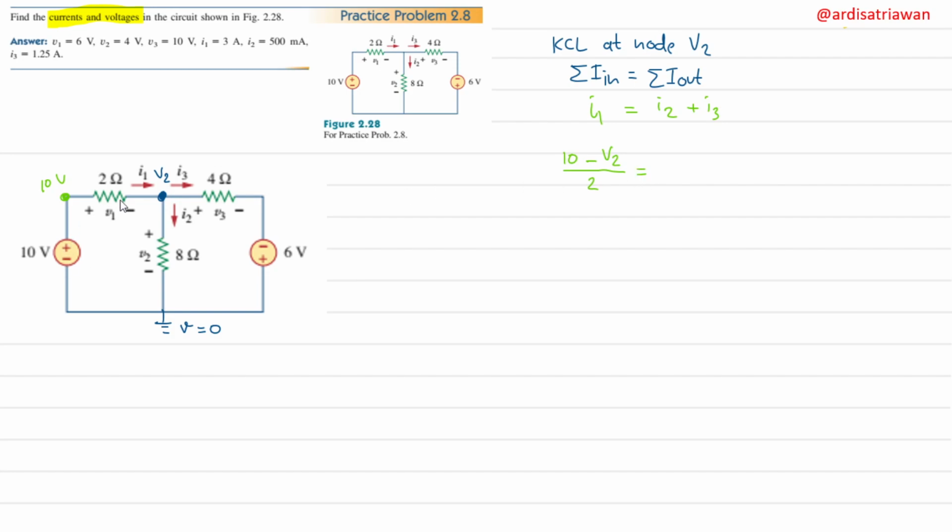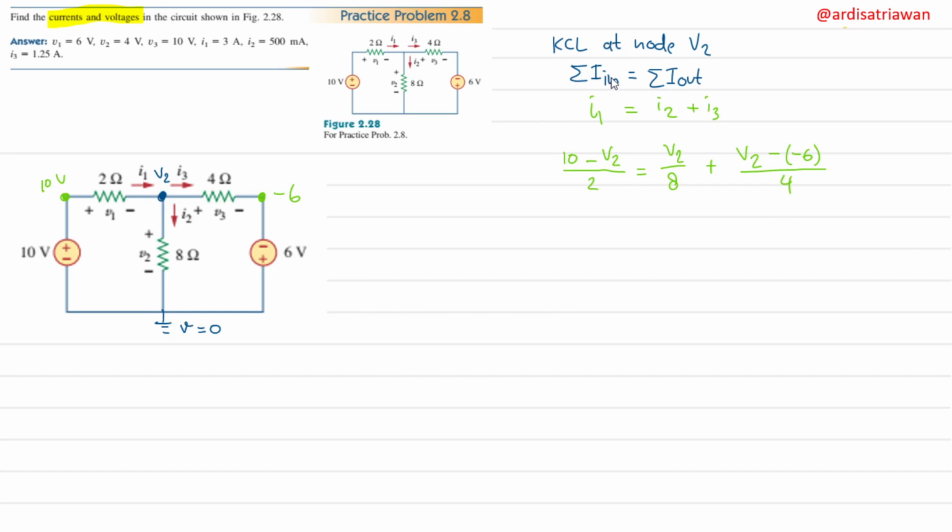And then for I2, it is V2 divided by 8, right? It is V2 minus the voltage here, but that is 0, so I don't need to write it. V2 divided by the resistance, which is 8, plus I3. I3 is here, between V2 and this 6, but the positive polarity is here, so the value of the voltage here will be minus 6. So I'll have V2 minus 6 divided by the resistance, which is 4.